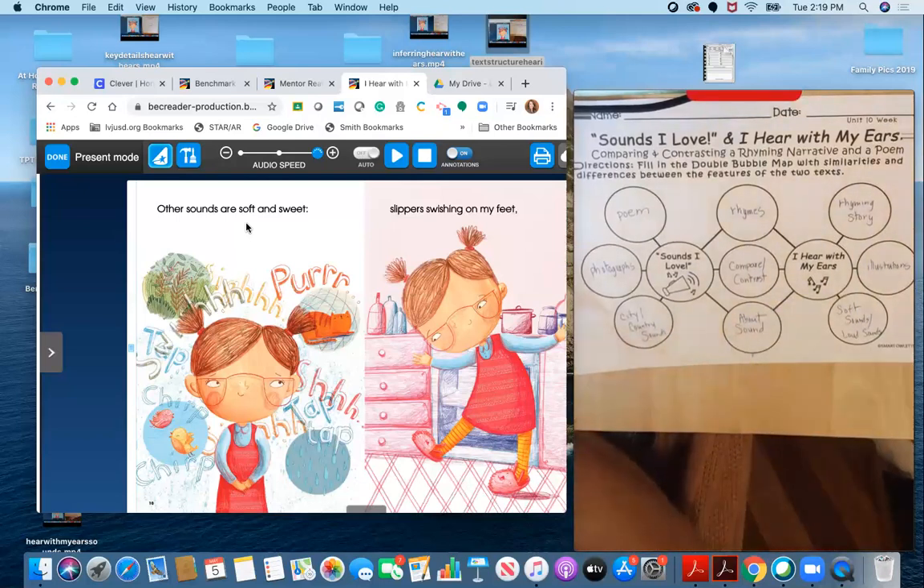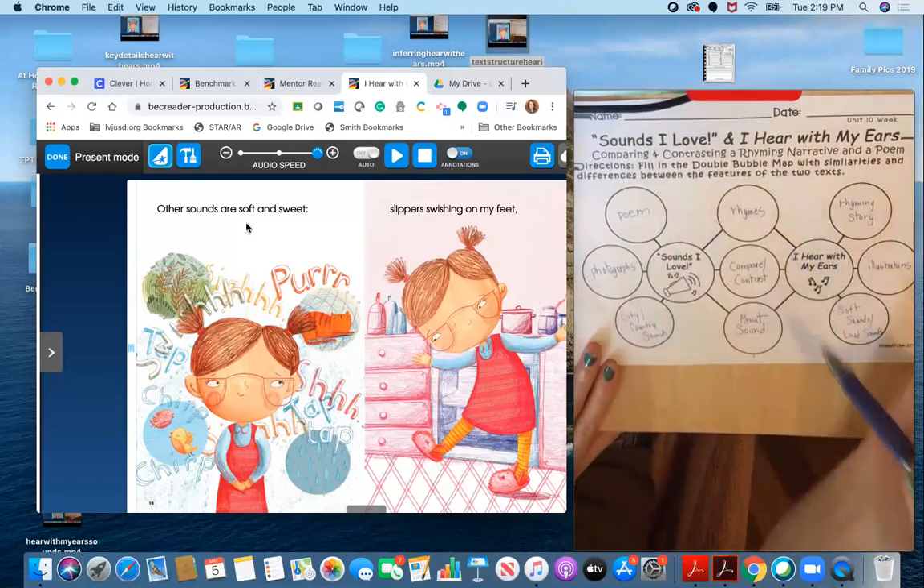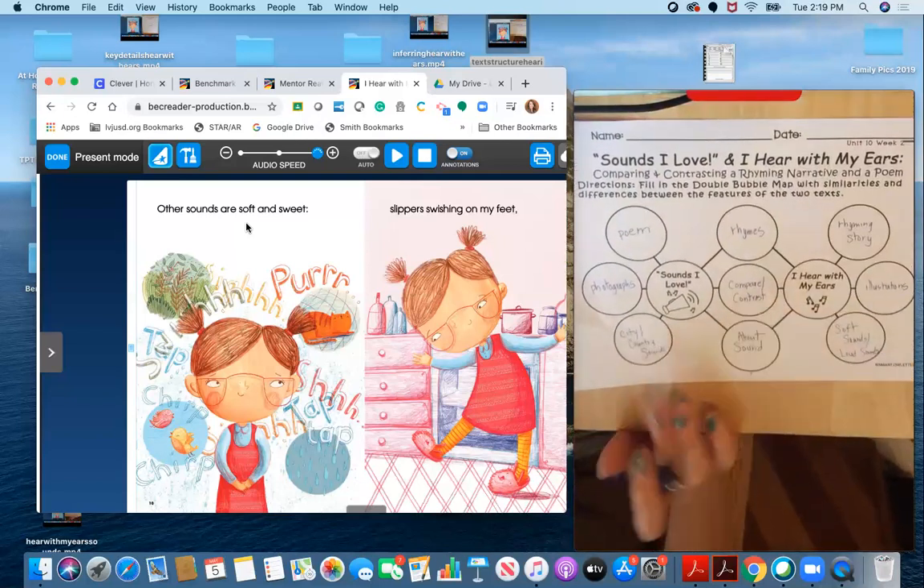Okay. If you can think of any other things, you can add some bubbles onto your double bubble map. But good work today comparing and contrasting two texts from the past 2 weeks. I'll see you next time.